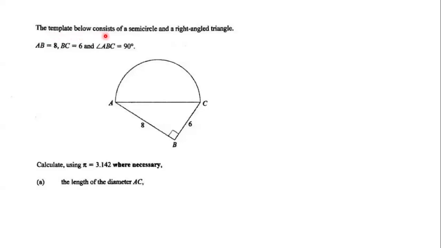The template below consists of a semicircle and a right angle triangle. We know that AB is equal to 8, BC is equal to 6, and angle ABC is equal to 90 degrees. And here's the diagram representing this. Calculate, using pi equal to 3.142 when necessary, the length of the diameter AC.